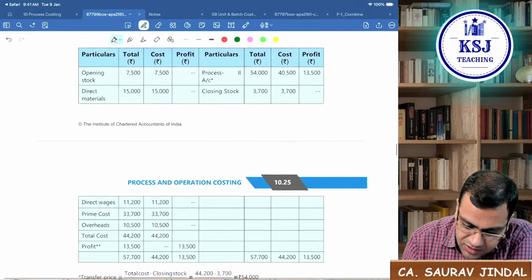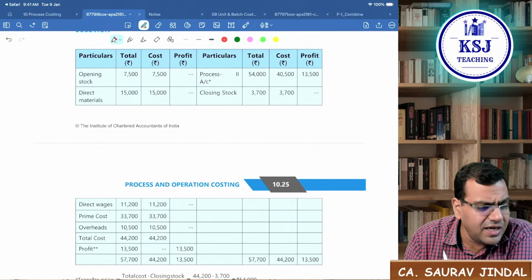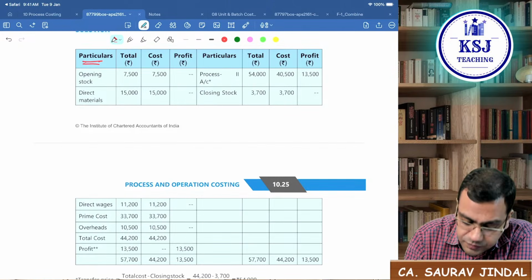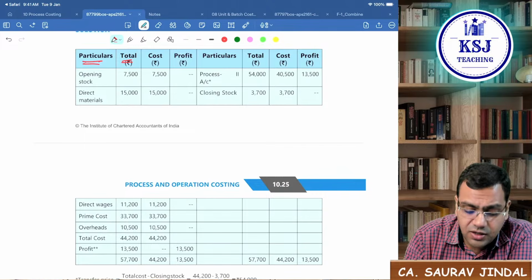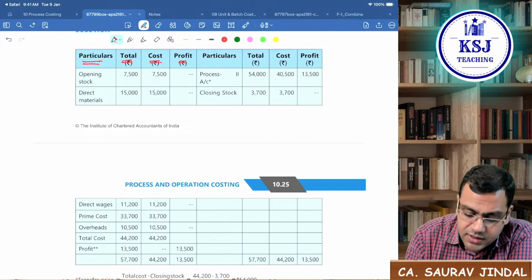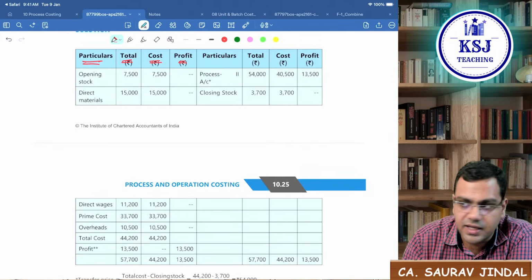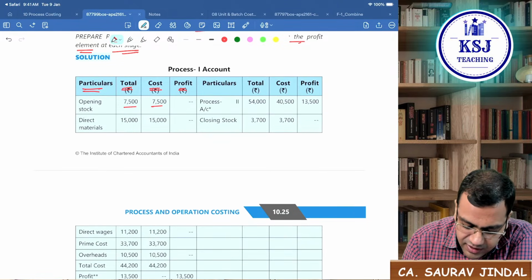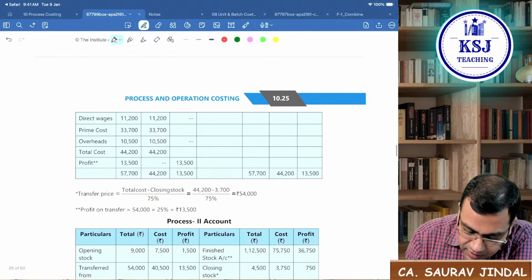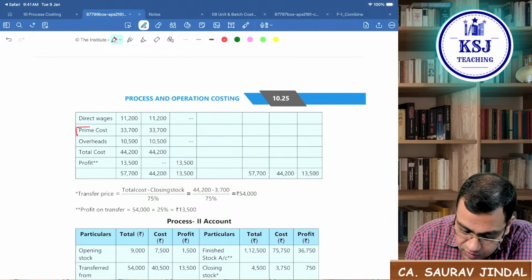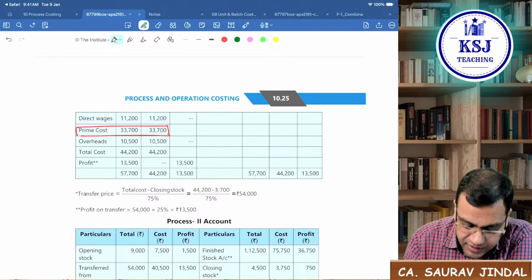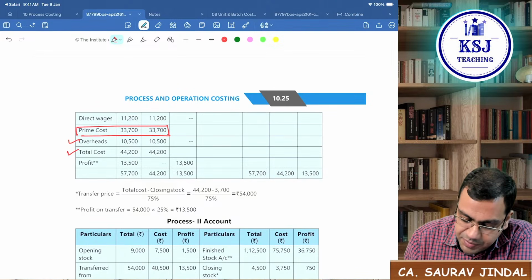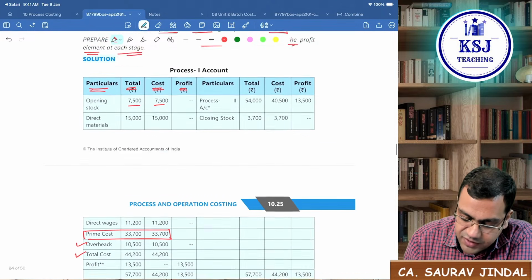So in the process 1, now the slight change in the format, I will say, particulars, total. In the total, what is the cost element and what is the profit element? This is what is done here. Fine, sir. So I'll take opening stock 7,500 given, direct material, direct wages given. After direct material, direct wages, they have calculated the prime cost here. After that, overheads and then total cost. On this particular side, what you have is transfer to process 2.